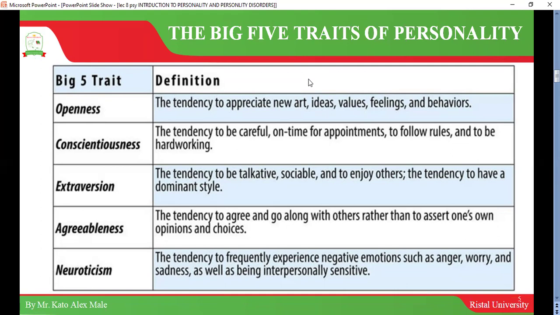the common good. Yeah. Then neuroticism, it comes from neurotic, the tendency to frequently experience negative emotions. For example, anger, we have seen this, sadness, as well as being interpersonally sensitive. These individuals tend to be most of the times depressed.